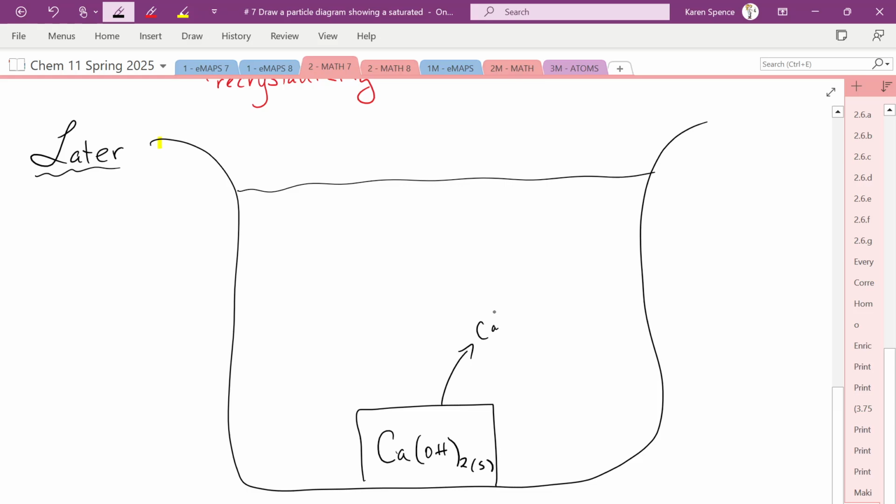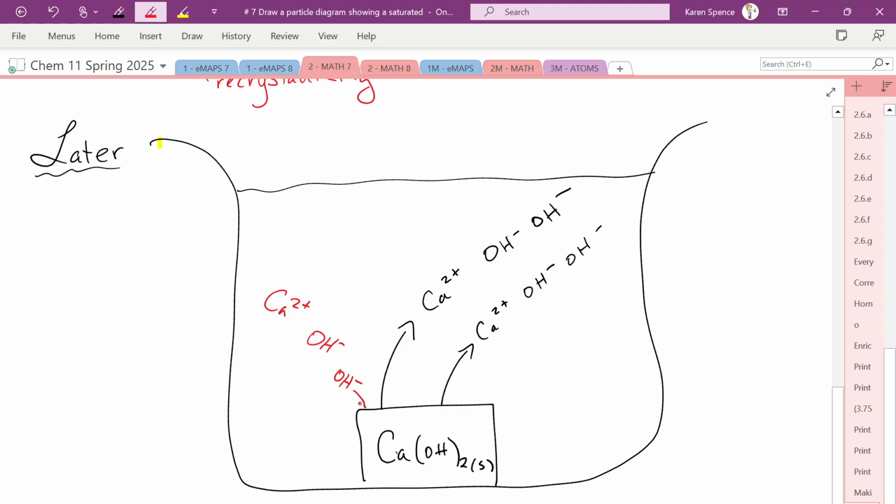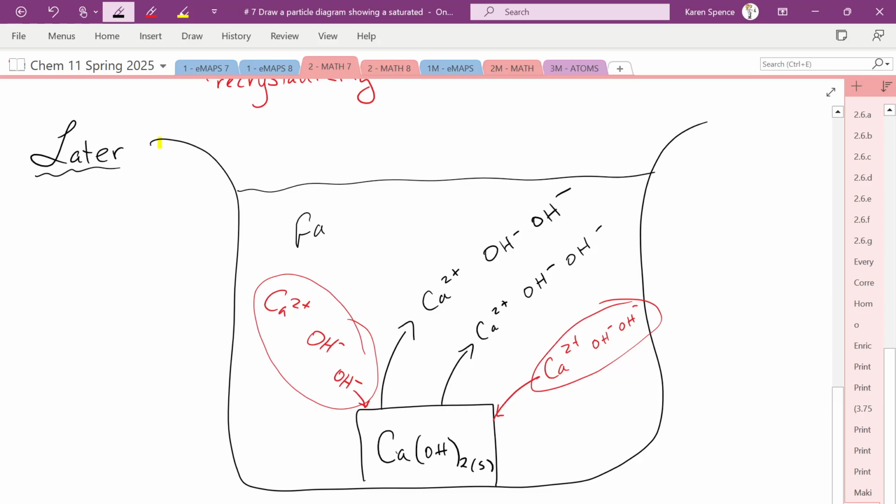So out comes our calcium and our two hydroxides. But we already had some calcium dissolved and hydroxide. And we already had some calcium and some hydroxide. And then there's just random calcium hydroxides floating around in your solution that are maybe not recrystallizing right now.